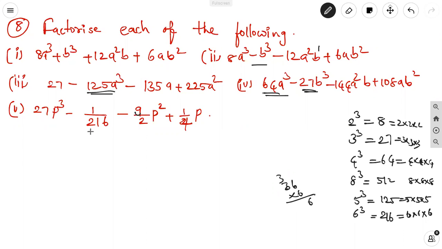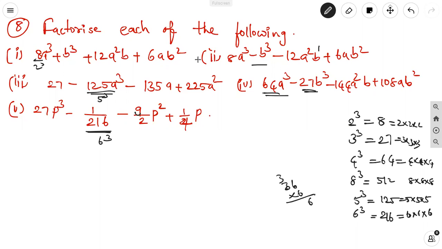Okay, this is 216. It is the 6 cube. 125 is the 5 cube. 8 is 2 cube. 27 is 3 cube. 64 is 4 cube. When you have an idea of the 8th standard cubes, cube roots, and squares, square roots, then you can easily identify when we observe a number that it is related to a cube.